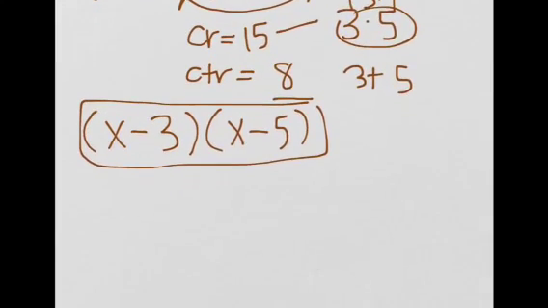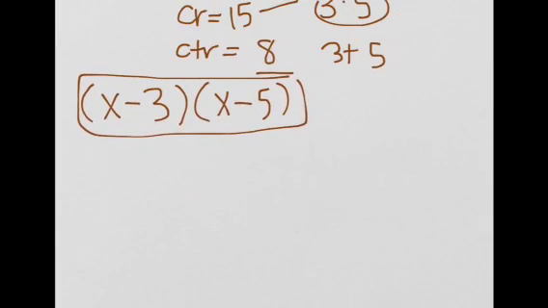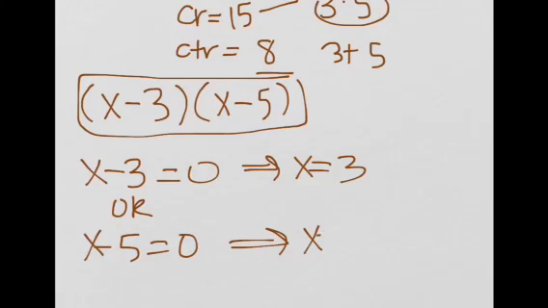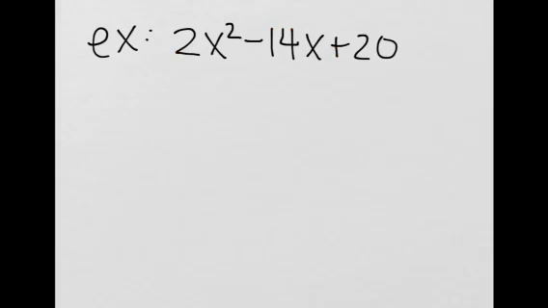This is our factorization, and this practically gives us the solution because we know that either x minus 3 is equal to 0 or x minus 5 is equal to 0. And this means that x is equal to 3, and this means that x is equal to 5. So basically the solution is x is equal to 3 or 5. Okay? Let's try a little bit more of a complicated example.